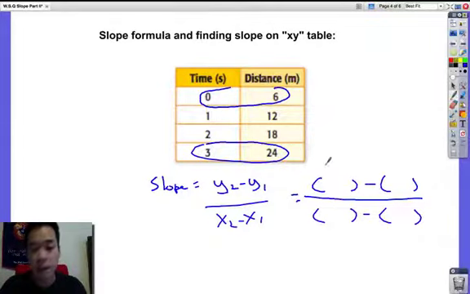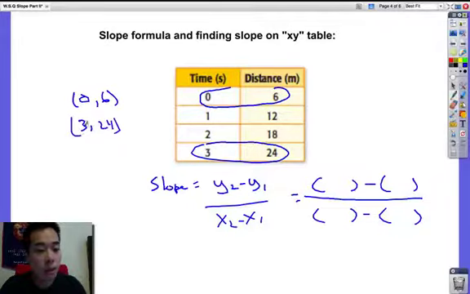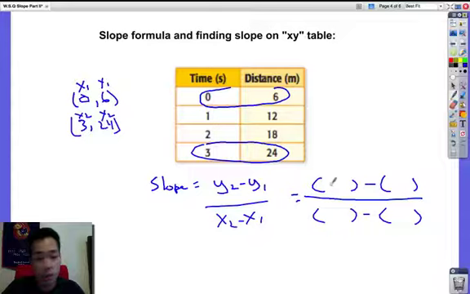Remember, it's the difference. So this right here, my two ordered pairs that I'm going to choose to use are 3 and 24 and 0 and 6. I'll make this x1, y1, x2, y2. And then just remember that's y2 minus y1. So y2 is 24, y1 is 6. X2 is 3, and X1 is 0.